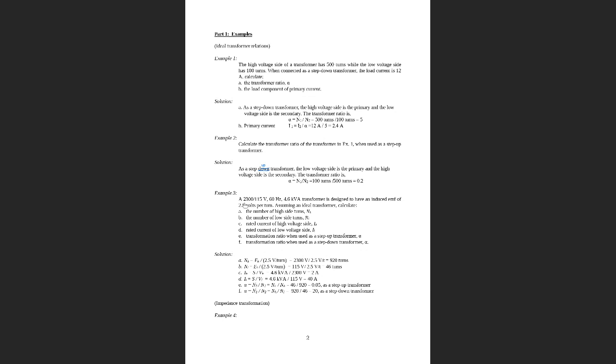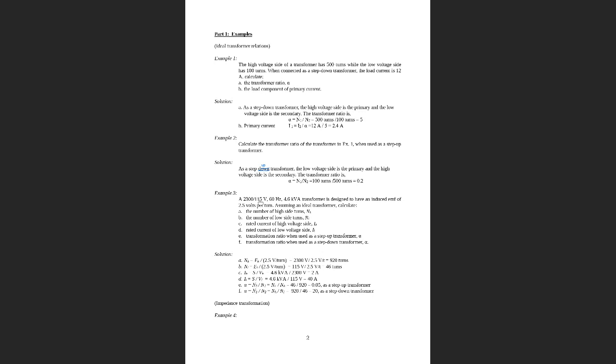Example 3: a 2300 over 115 volt, 60 hertz, 4.6 kVA transformer is designed to have an induced electromotive force of 2.5 volts per turn. What does it mean?